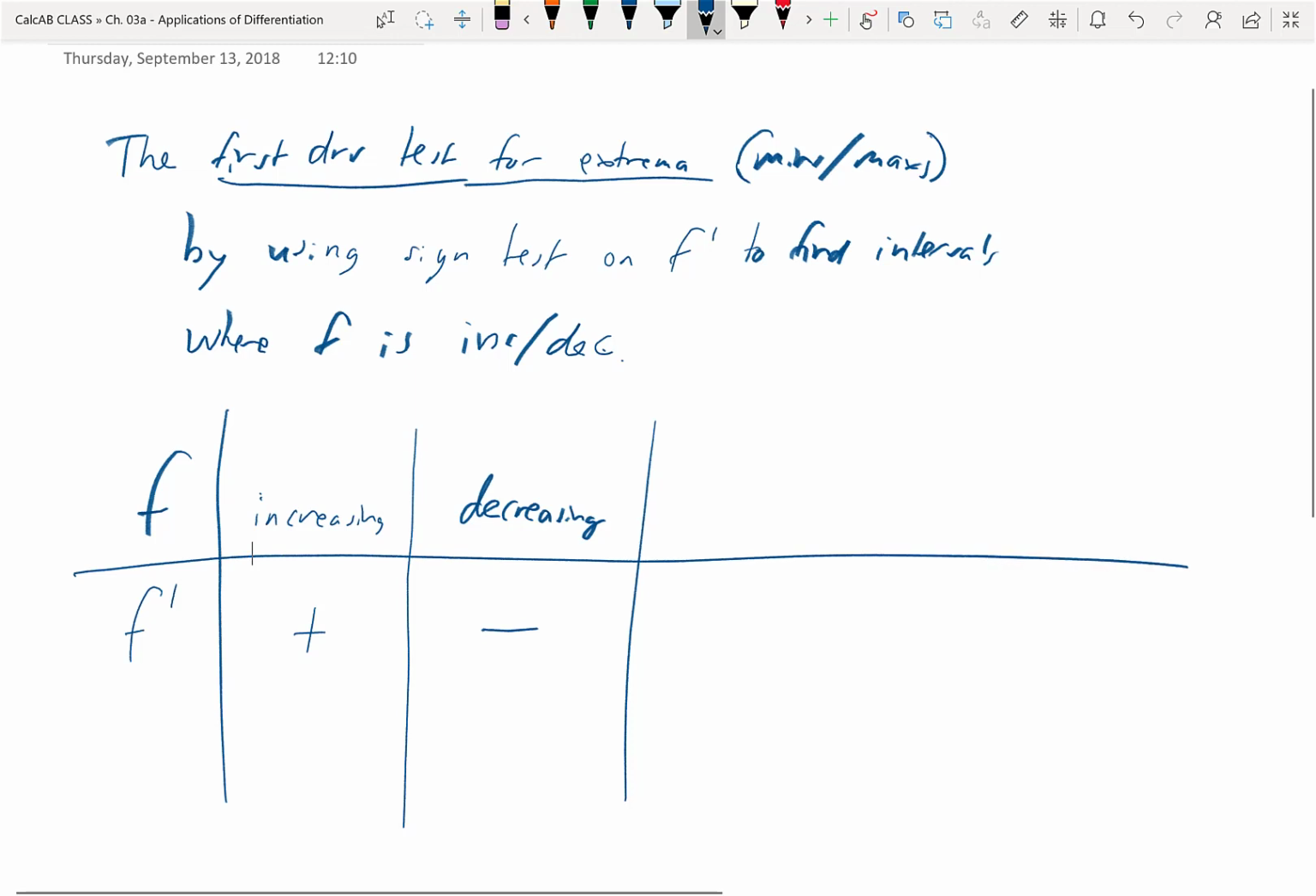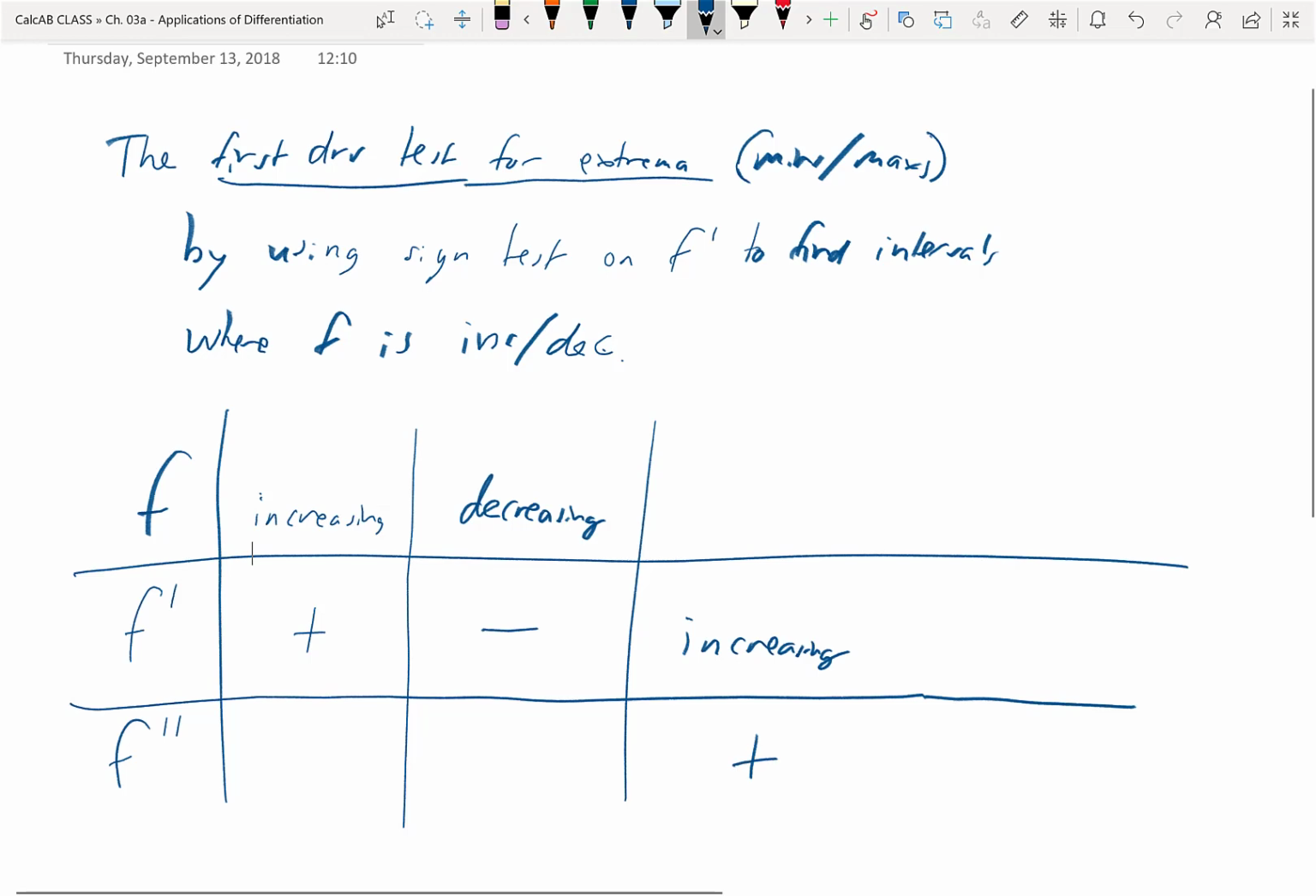But now we're actually going to expand this chart, and we're going to look at the second derivative. First what I'm going to say is that when the first derivative is increasing, the second derivative is positive, and when the first derivative is decreasing, the second derivative is negative. That should make sense. Really, all I did was take these two categories and slide them down a spot, and the same relationship holds true.